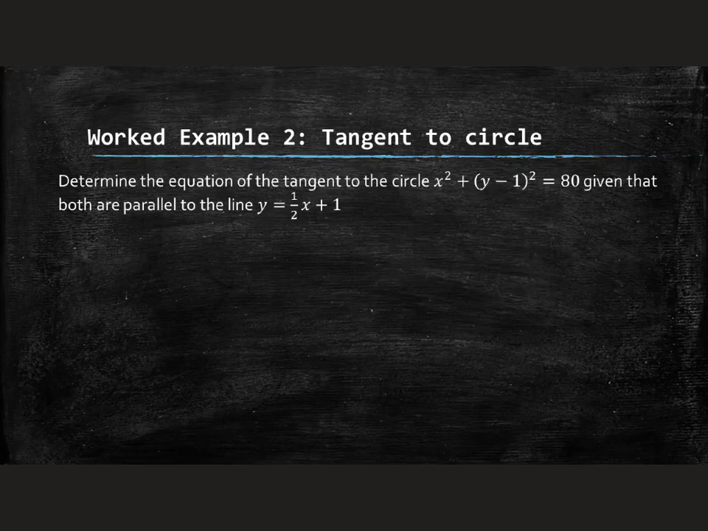Okay, last worked example for today. Determine the equation of the tangent to the circle x squared plus y minus 1 squared equals 80, given that it is parallel to the line y equals half x plus 1. Pause this video and try it yourself.